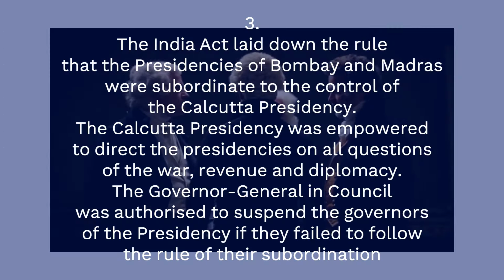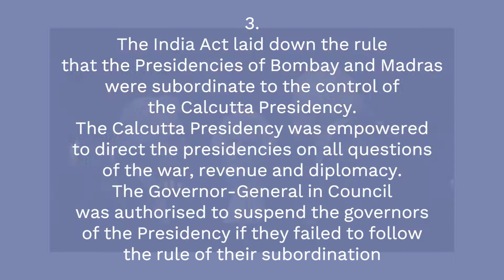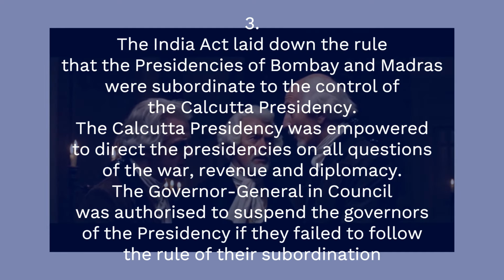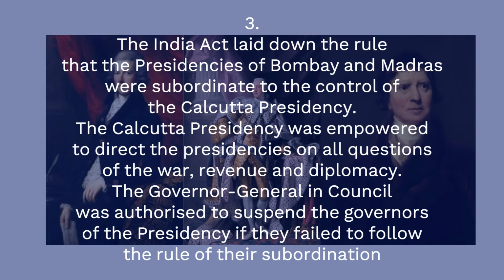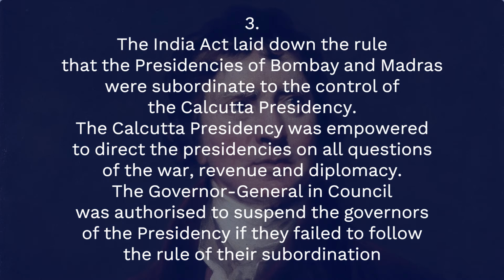3. The India Act laid down the rule that the presidencies of Bombay and Madras were subordinate to the control of the Calcutta Presidency. The Calcutta Presidency was empowered to direct the presidencies on all questions of war, revenue and diplomacy. The Governor-General in Council was authorized to suspend the governors of the presidency if they failed to follow the rule of their subordination.